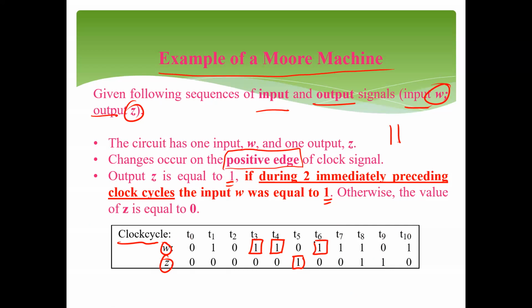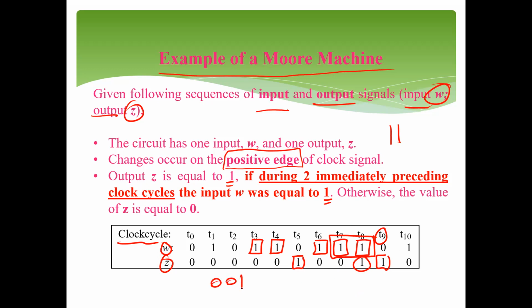Let's say W goes 1 at T6 and then goes 1 at T7. That means the next cycle Z should be 1. Now also notice that T8 is also 1. So Z will stay 1 because the last two cycles from T9 was also two ones. تمام؟ اللي كنا نسميها overlapping sequence.